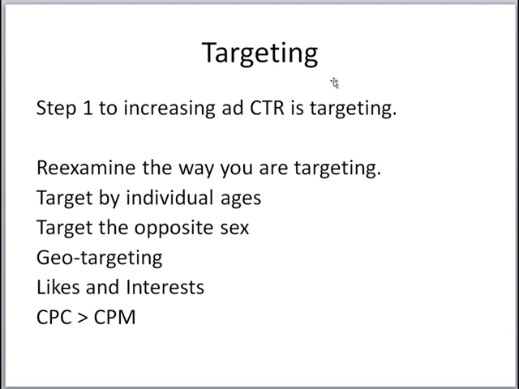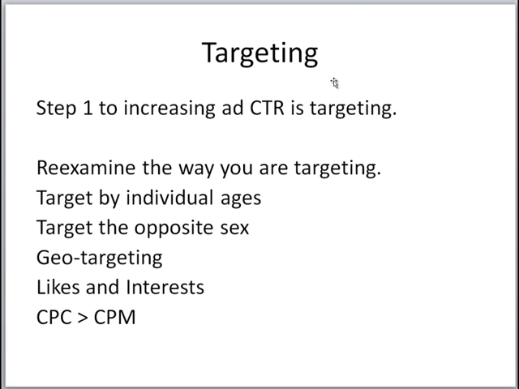Also, target by individual ages. Normally, when I'm building a campaign, I'll start out by targeting groups of ages by about 5 years. So I'll start out with 18 to 25, and then 26 to 30, 31 to 35, and so on and so forth. So if I find one group of people does really well for me, so say I'm seeing the people that are 26 to 30 convert really well and I'm making a 50% return on my investment, that's pretty good, and I could keep running it that way.